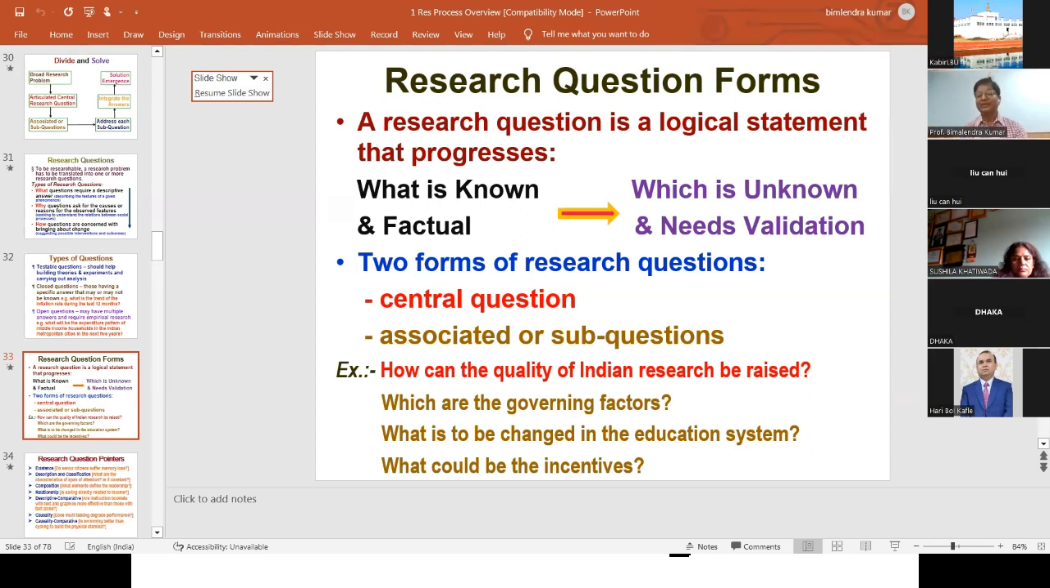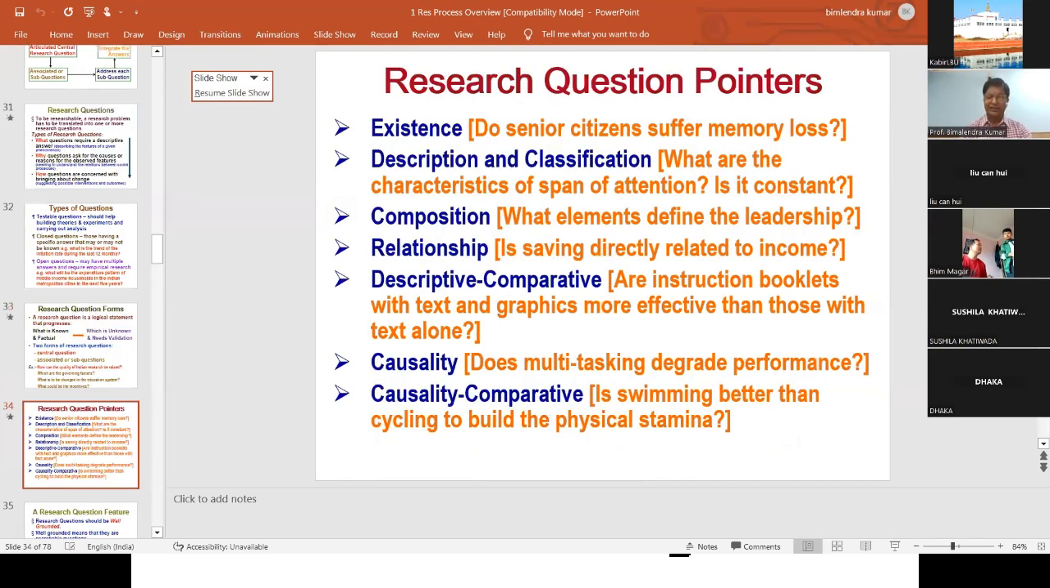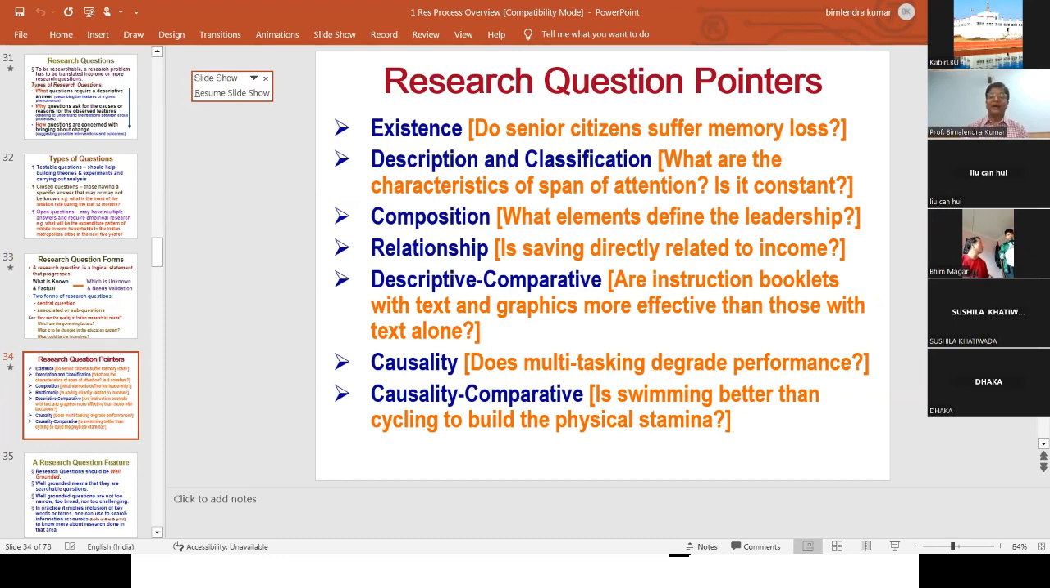And what could be the incentives? How can research be improved by giving incentives, a scholarship, fellowship, or any incentives which can be given for reaching the education system or the research system in our country? So these are some of the research pointers.